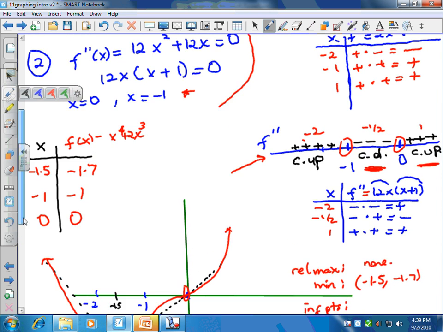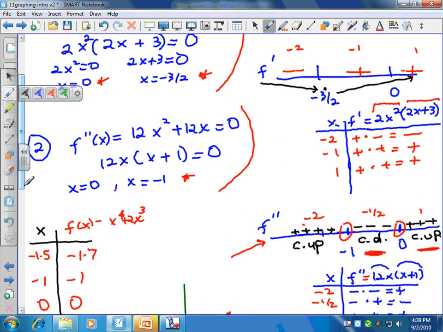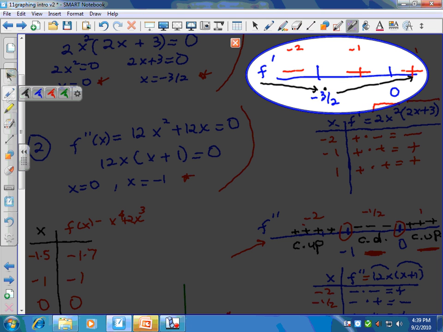And sometimes it's easier to go to the f prime chart. When is this function rising? Where f prime is positive. And that happens to be from -3/2 to infinity. Because after the point -3/2, this graph is increasing. We have positive derivatives. So from -3/2 to infinity, the graph is rising. When is it falling? From -infinity to -3/2.